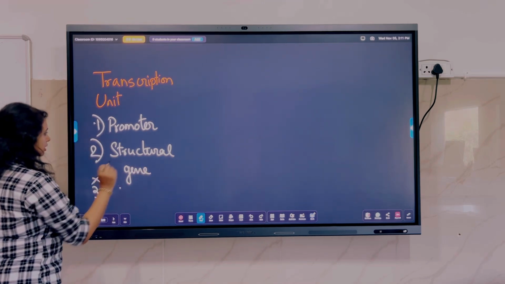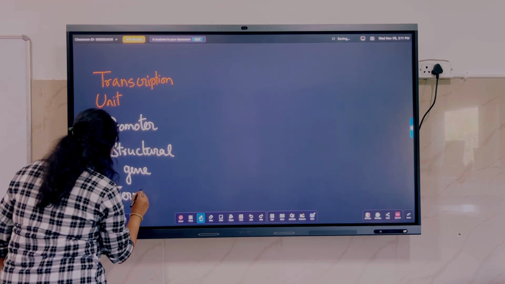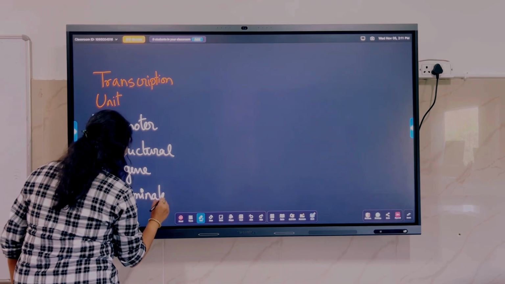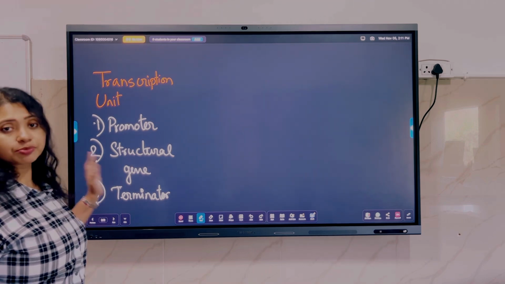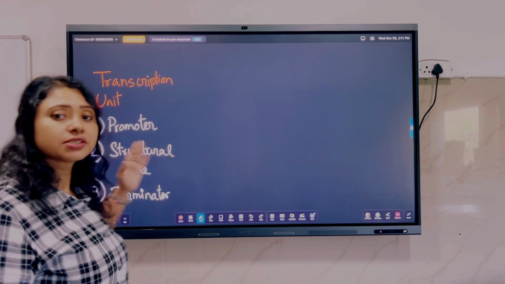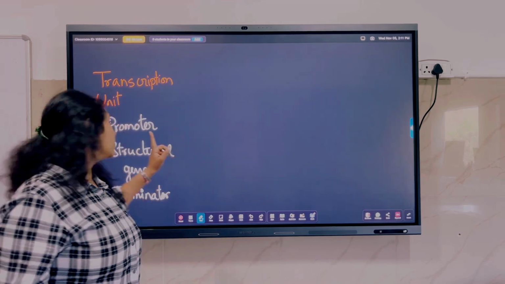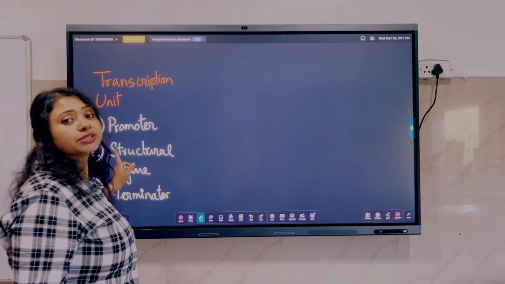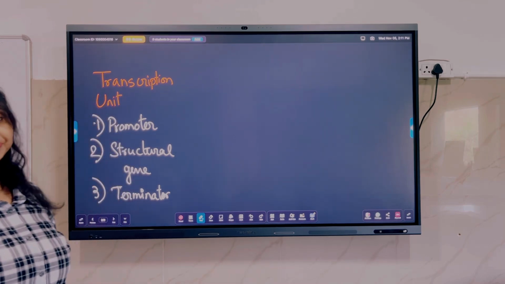Three, that is terminator. What did I tell? For the process of transcription, I need the transcription unit. The machineries that are going to be used: number one is promoter, number two is structural gene, and number three is terminator.